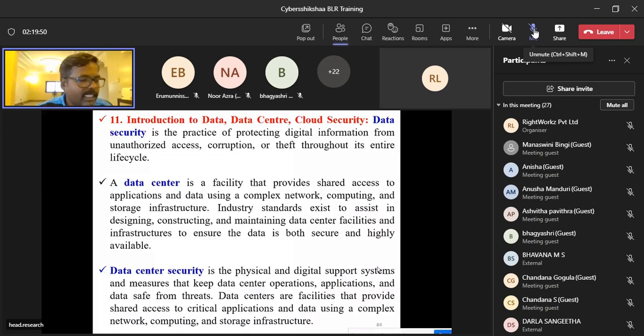So what is meant by data? Data is a raw material, and data may be audio, video, text, graphics, animation. A data center is nothing but a collection of highly integrated servers at one place. The data center is the backbone of cloud computing. And in data center security, we look at how we provide physical security, digital security, I mean cyber security, and network-level security at the data center level.